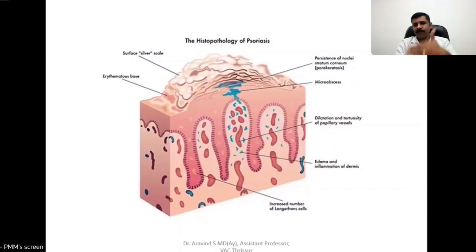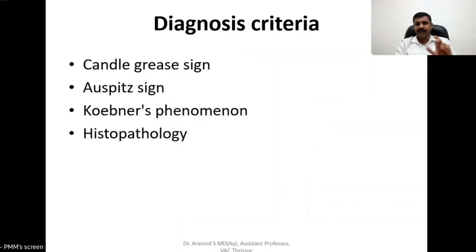Now, if you can see the histopathology, it's a representation only. You can see the heap of scales or skin produced upon the epidermis. In this way, the dilatation of the papillary vessels is happening. You can see that, and an increased number of Langerhans cells. So the immunity is getting sensitized. Due to this, the disease psoriasis is happening inside the body.